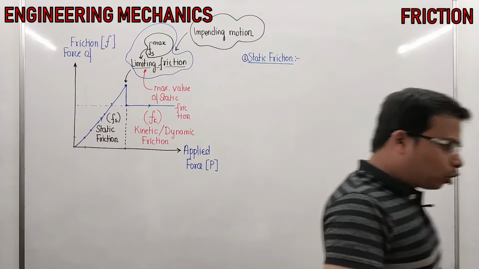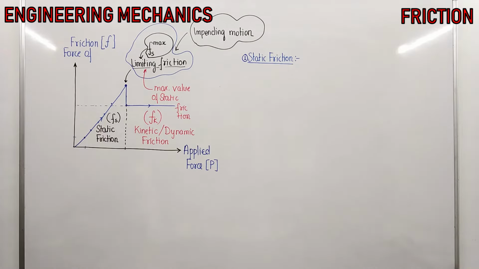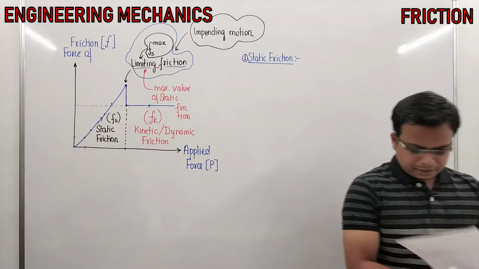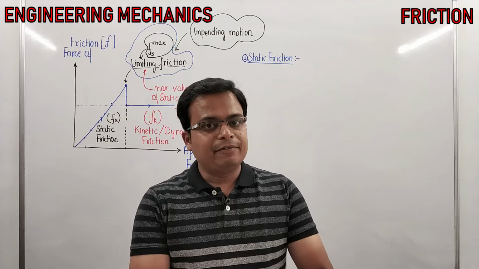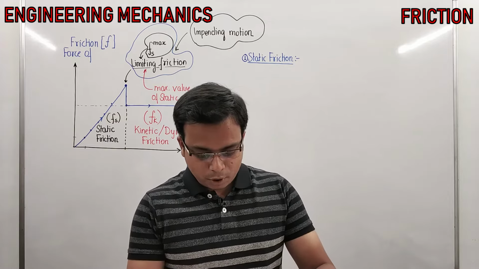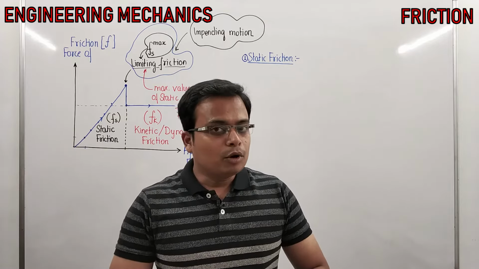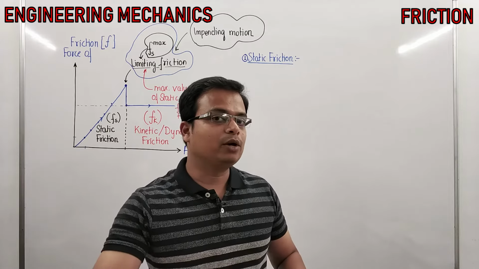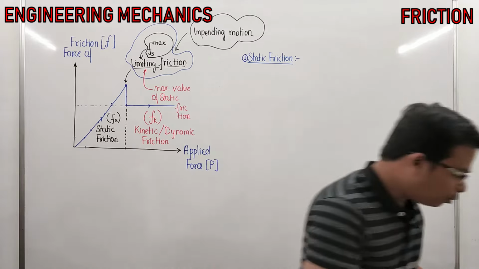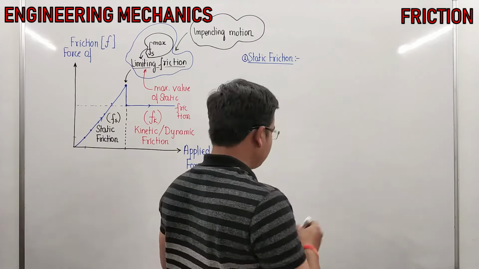So when you talk about static friction, let me just give you a very basic definition. The force of friction which comes into play between two surfaces, between two bodies, before one body slides over the other, before one body starts moving over the other. This is a very important definition. Let me just write this.